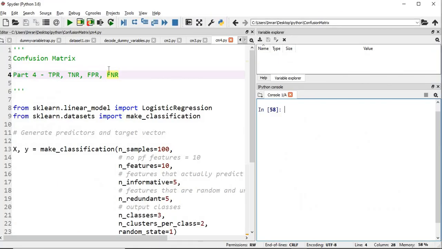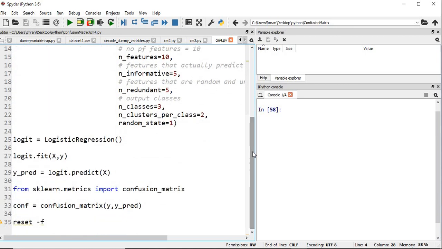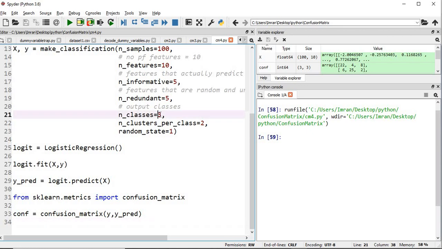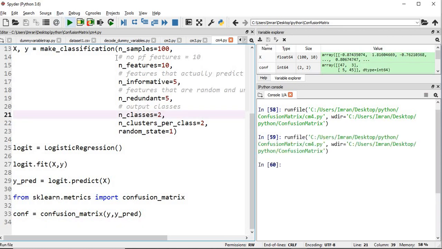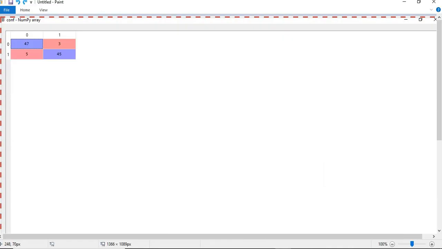As I have shown in my previous session, I will create a classification data set, and then I use logistic regression to fit and predict, and finally we will create our confusion matrix. So I'll run this. I just want to create a confusion matrix of 2 by 2, and later on we'll go with 3 by 3 and 4 by 4 or 5 by 5. So this is my confusion matrix, nothing but our 2 by 2 confusion matrix.